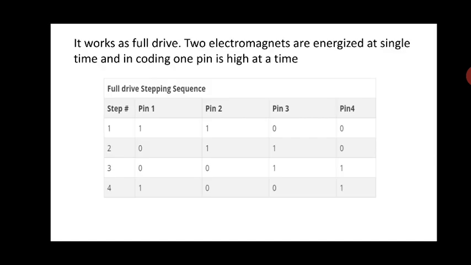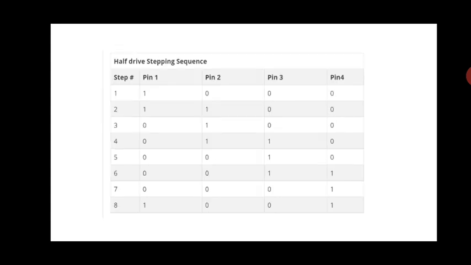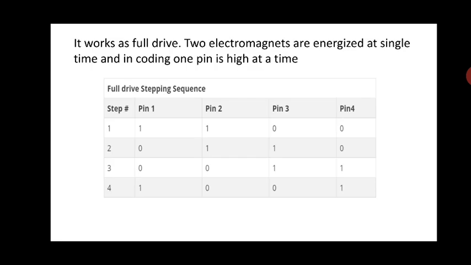This is how the stepper motor works for a full drive. We consider it for full drive as well as for half drive. In a full drive we have four steps in how the operation is performed. Look at this one. Two magnets are energized at a single time. In coding, one pin is high at a time, as we have discussed here.